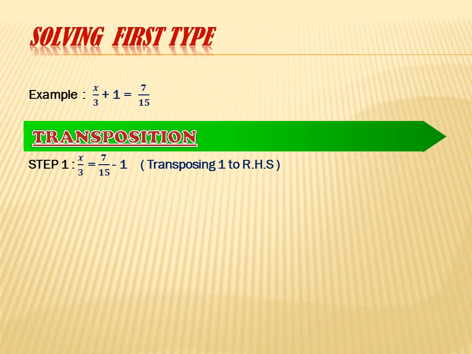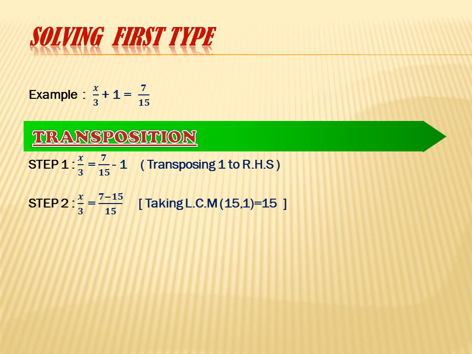Now, in step 2, we have to simplify the RHS part. When we simplify, we will see that as 1 has no denominator, we will take it as 1, and we will take the LCM of 15 and 1, and that will give you 15. Now this 15 is divided by the denominator of the first term, which is 15, and when 15 is divided by 15 it will give you 1, and that 1 will be multiplied with the numerator, which is 7. So 1 into 7 will give you 7.